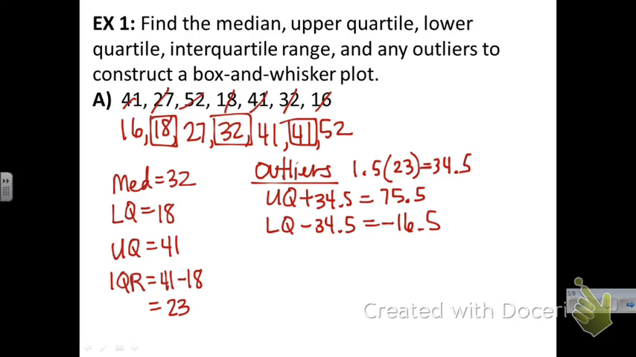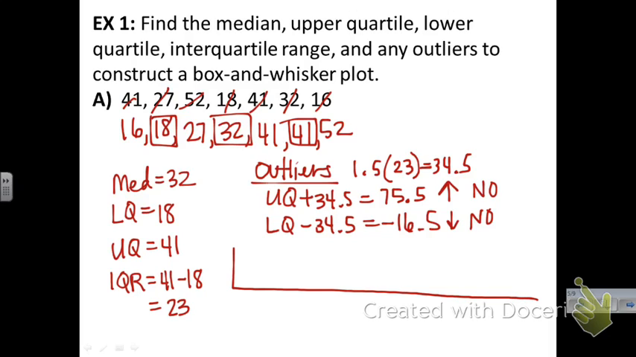So we're going to look at our data values and see if there are any values above 75.5. Our greatest number is 52, so no, there are no numbers above. And then we're going to look, are there any numbers below negative 16.5? So that's also no, because our smallest number is 16. So that means that we have no outliers. From here, we're going to draw our box and whisker.